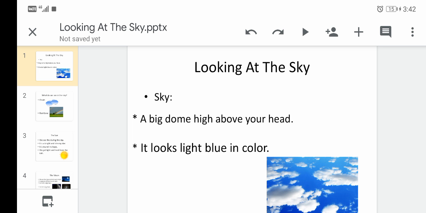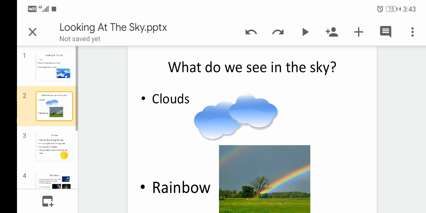So again, let's review the definition of the sky. It is a big dome high above your head. What color is it? It looks light blue in color. What can we see in the sky? We can see clouds. We can also see the rainbow after the rain.